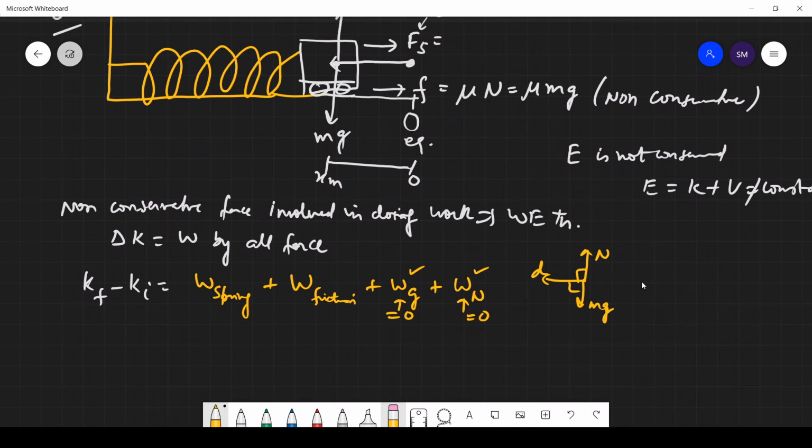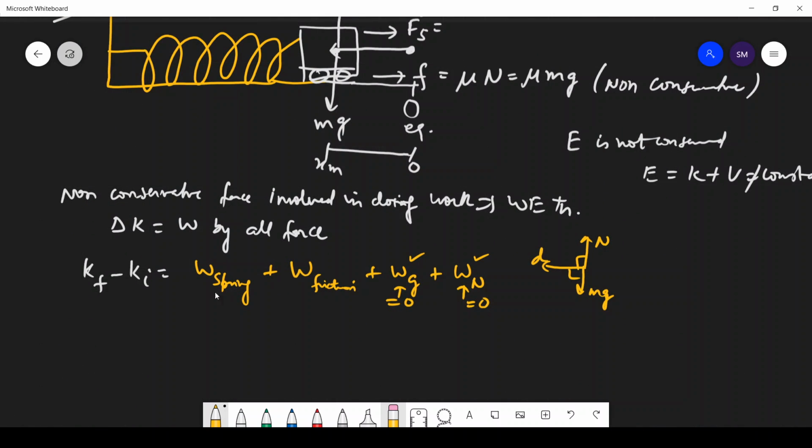So the only work done was by the spring force and the friction force. Now what was the final kinetic energy? The body was stopped at xm, so it is 0. And what is the initial kinetic energy? Half mv square. And what was the work done by the spring force? Minus half k xm square.